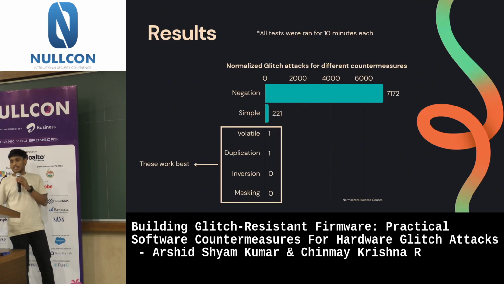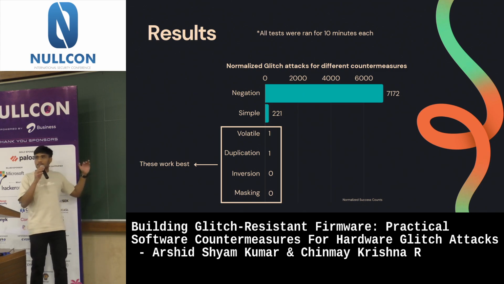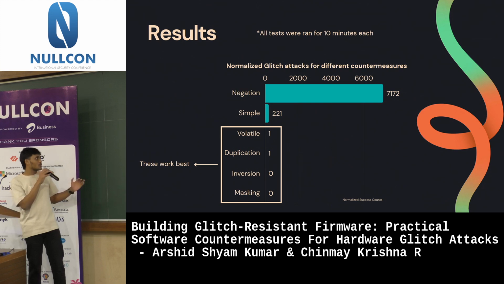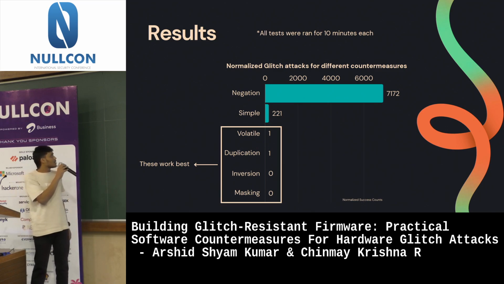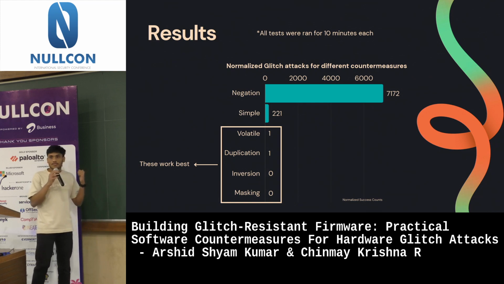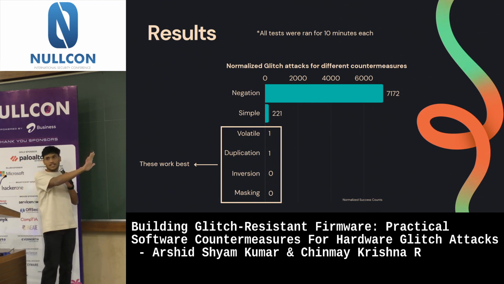Let's show you a compilation of all the methods we tried out. As you can see, all tests were run for the same time. Time was constant, so we normalized all the glitch attacks. Let's show you some of the results we have. Negation was the one I just showed you, negation of the logic. That was very easy for the attacker to get in.